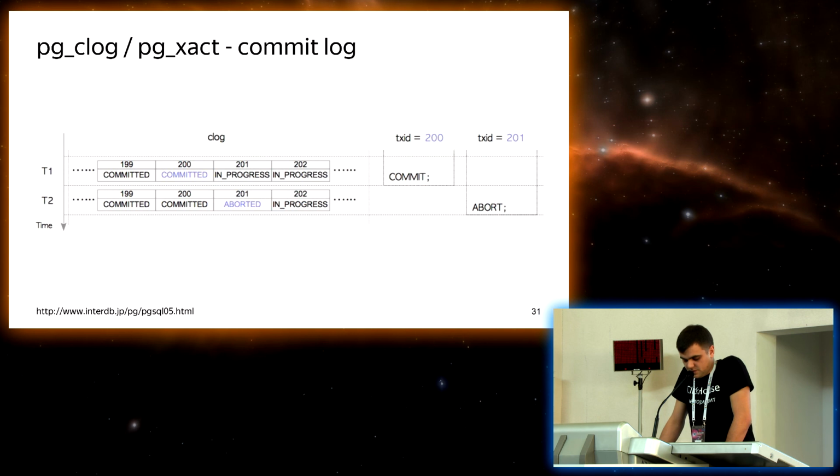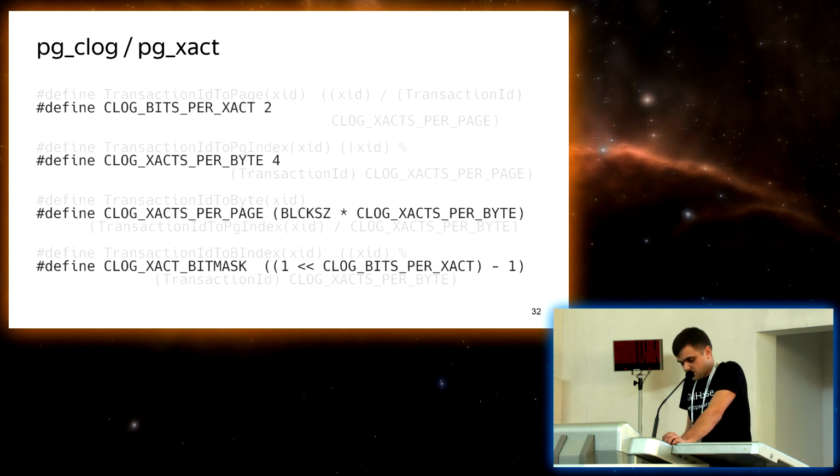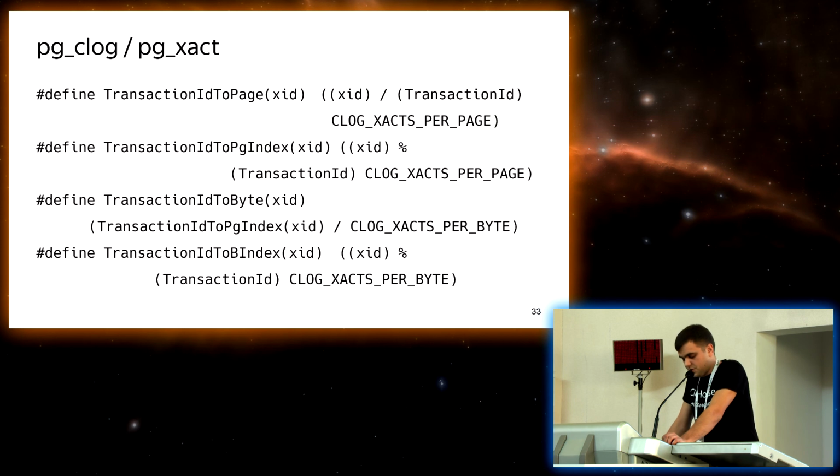A transaction has 3 statuses. It can be either committed, or rolled back, aborted, or in progress. So this file gathers and stores all these statuses. If we look into the file, we'll see that each transaction has got 2 bits in this file. So there are 4 transactions in 1 byte. It's a lot by the number of pages, multiplied by the number of bits. There's also this bit mask, which reduces all the bits to 0, with the exception of the 2 bits on the outside. So these are the macros you can use to get the page number.